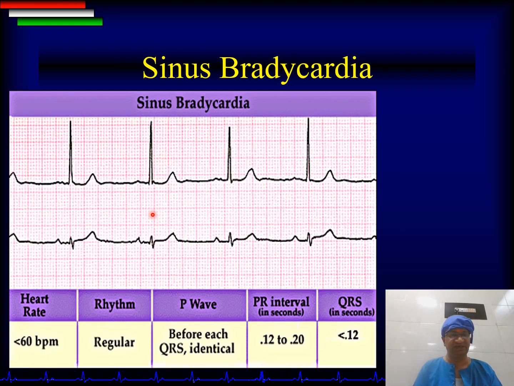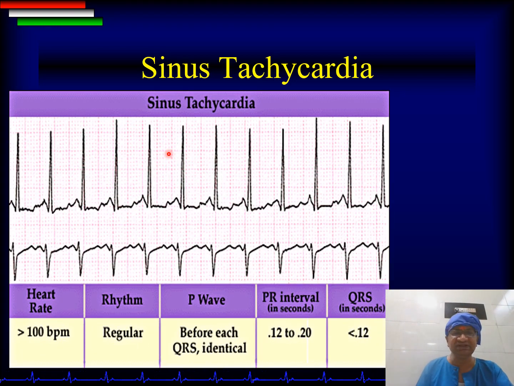Sinus bradycardia means a rate of less than 60 per minute. 1, 2, 3, 4, 5, 6. 300 by 6 is 50 per minute. Regular. Every P is followed by a QRS. Every complex is normal. Then it is sinus bradycardia. Everything is fine. P wave followed by QRS. PR interval is normal.